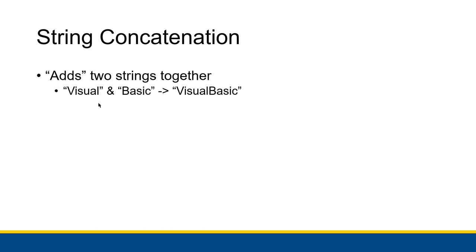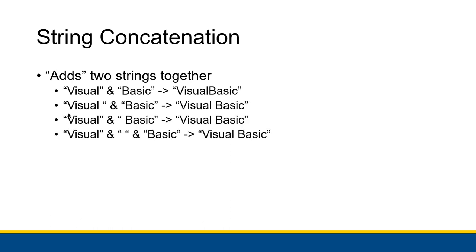Now, it doesn't look great for Visual and Basic to be smashed together with no spaces in between, especially if we're trying to work with some kind of message that we're creating dynamically by smashing strings together. So if we want to insert a space in between Visual and Basic, there's a couple of different ways we can do that. For example, we can put the space after visual. It might be a little hard to see, but this says visual space, and then we put the ampersand right here, and then basic. And this gives us visual space basic, because the space was already in the first string.